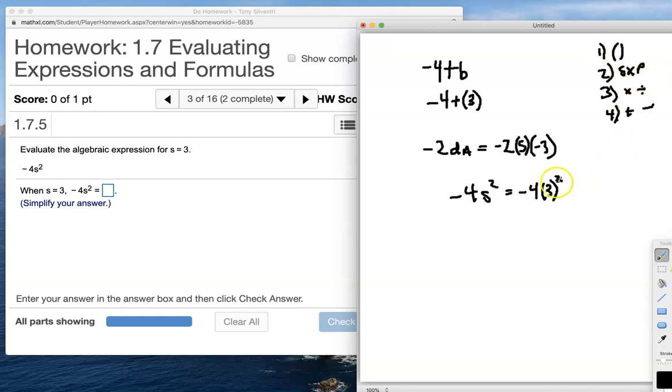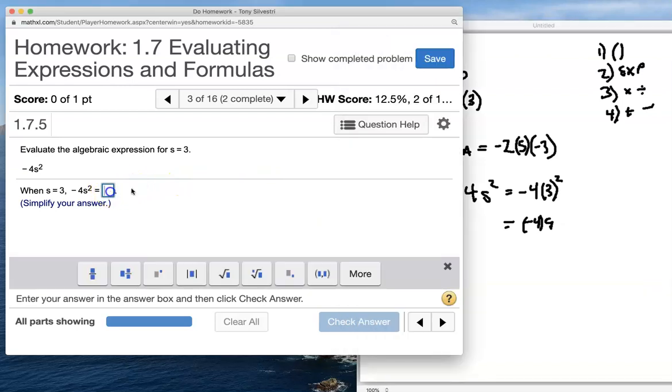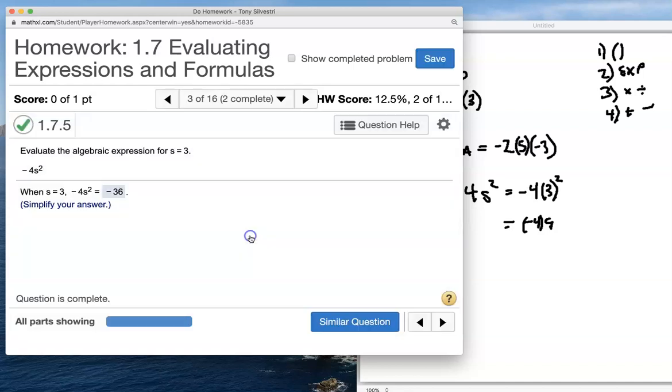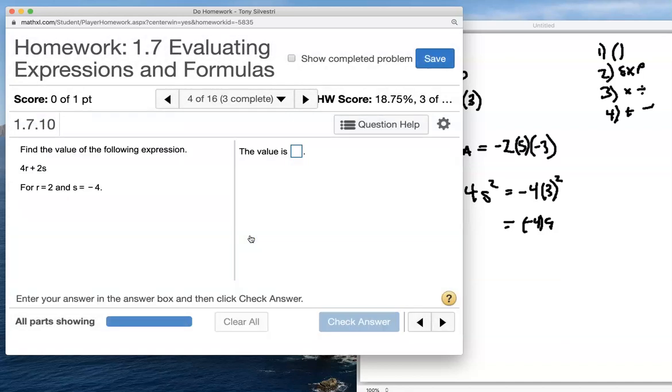So, 3 squared. Not negative. The -4 is not involved in the squaring. 3 squared is 9. So -4 times 9 is -36. Put that in there, hit enter. Well done. Very good.